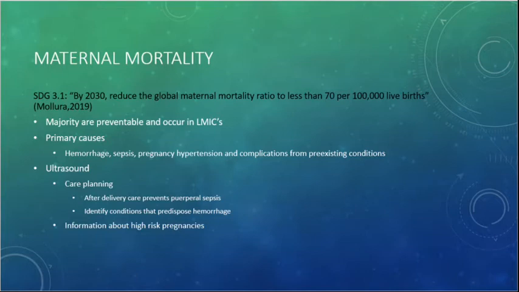Ultrasound can reduce maternal mortality by providing care planning, such as after-delivery care, which can prevent puerperal sepsis, and identification of predisposing factors to hemorrhage. It can also provide insight to high-risk pregnancies where additional resources may be needed.